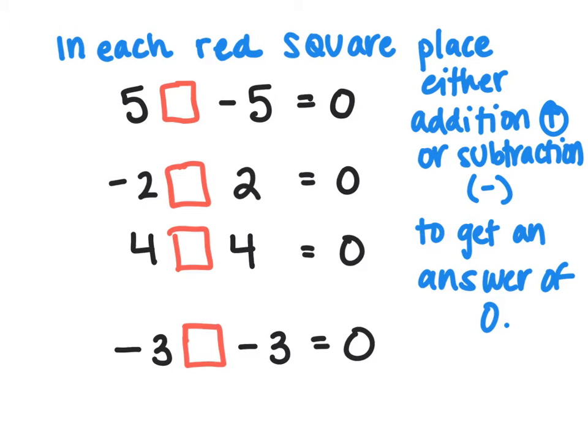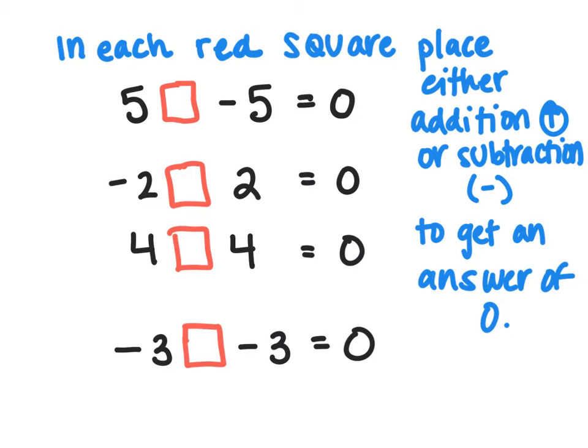So I created 4 math problems here. This says 5 blank negative 5, negative 2 blank 2, 4 blank 4, and negative 3 blank negative 3. What the blue directions say is: in each red square, place either addition or subtraction in order to get an answer of 0. So for every single one of these problems, I have 2 options. This could either say 5 plus negative 5, or it could say 5 minus negative 5. And I know I want the answer to be 0. So let's think about that for a second. Should this say 5 plus negative 5, and would that equal 0, or would 5 minus negative 5 equal 0?